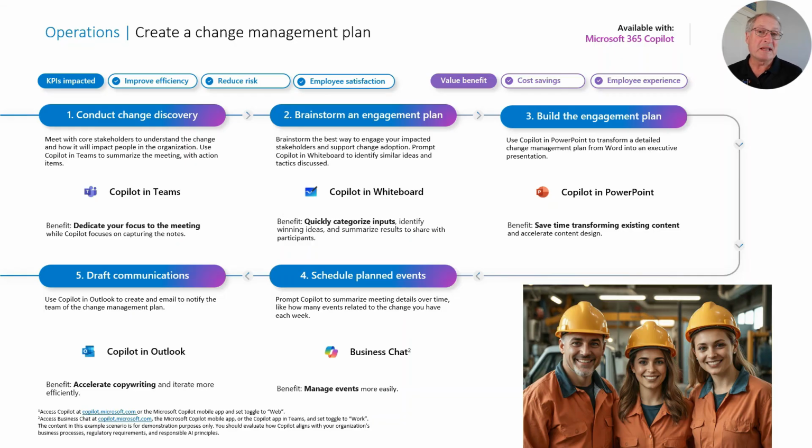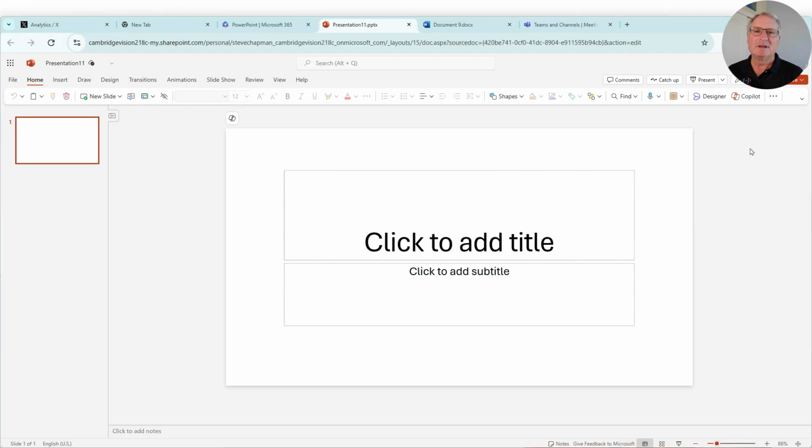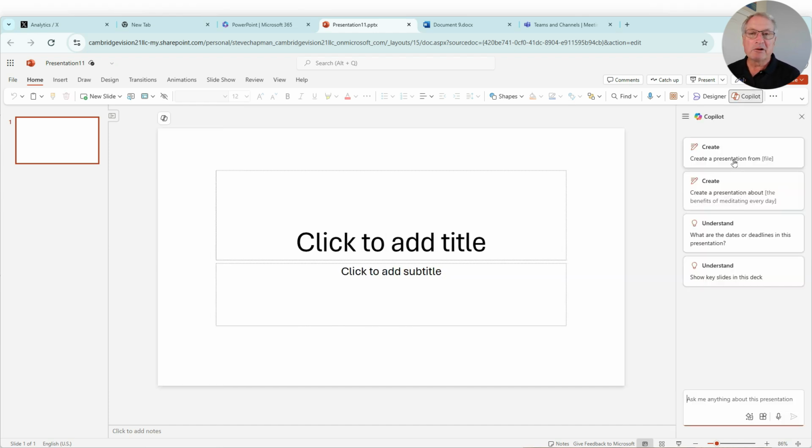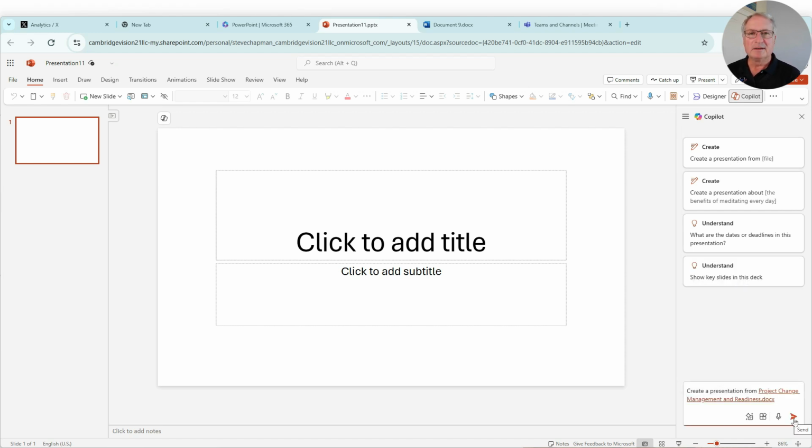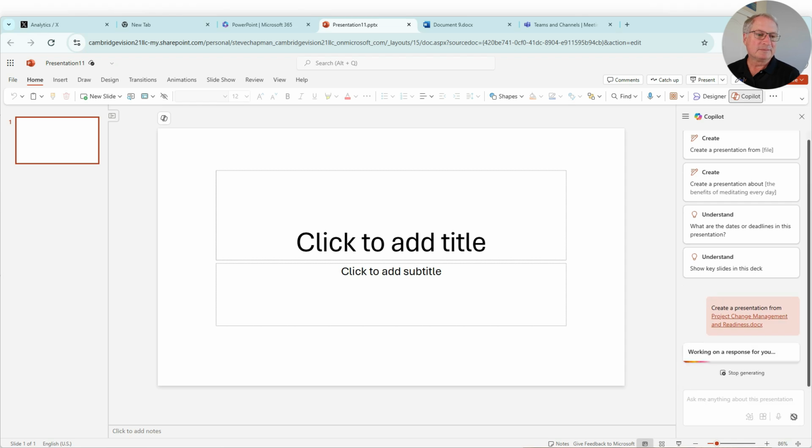Next, the operations team needs to communicate their engagement plan to others in the organization. They're going to use Copilot in PowerPoint to help do this. We're going to start with this blank presentation. We'll have Copilot look at a detailed change management plan we put together, and we'll have Copilot summarize that into this presentation. Let's go to Copilot. We're going to create a presentation based on this Word file. Here it is right here. Select that, and we'll start Copilot.